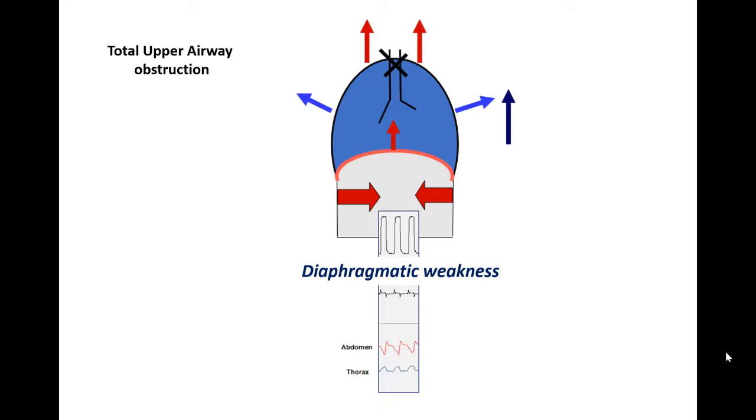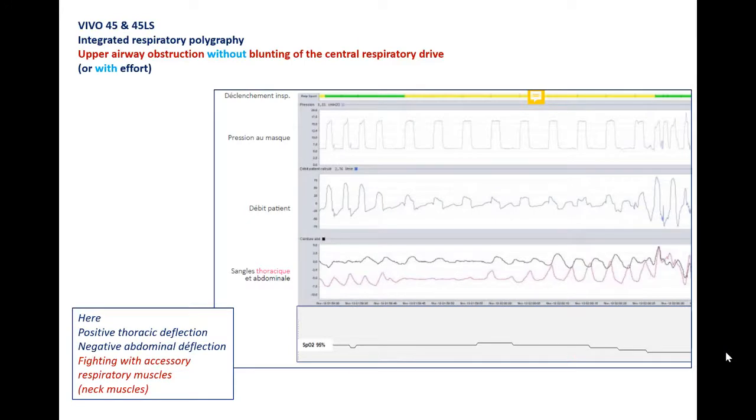So as you can see, it is very important to understand that. For example, in this case of upper airway obstruction without blunting of the central drive, thoracic belt deflection is positive, as you can see. The thoracic belt is in pink color, and abdominal belt deflection is negative. Thus, the patient fights with his accessory respiratory muscles, neck muscles, and this is the conclusion of this interpretation.